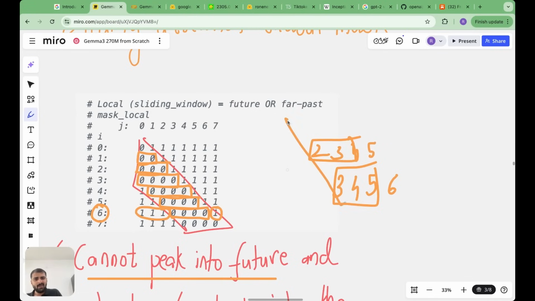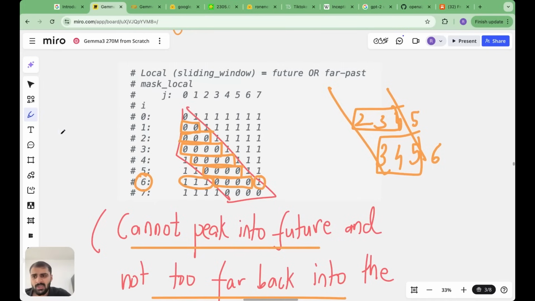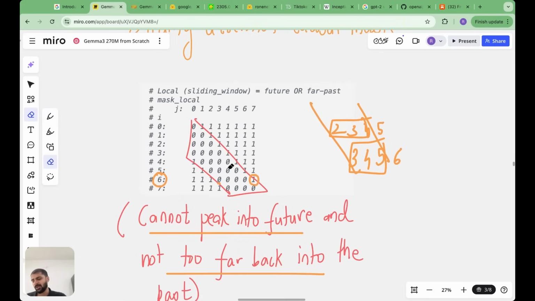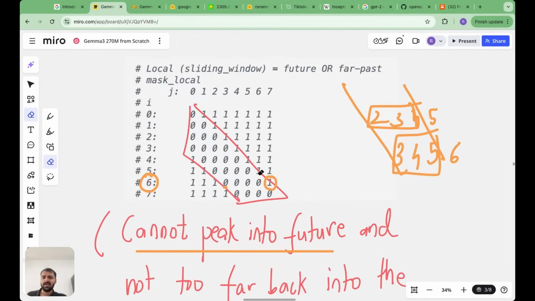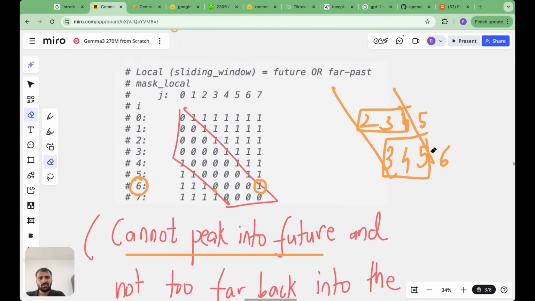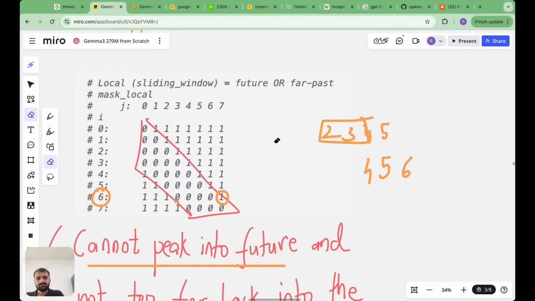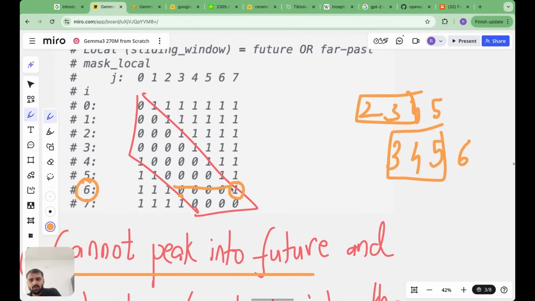That's where this band actually forms. So if you take a look at this red band over here, these are the only tokens we are allowed to look back into. That's why this is called a sliding window, right? Because essentially this window, you are sliding to the right, you're sliding to the left actually.